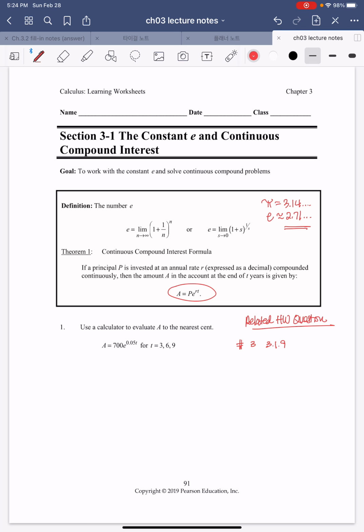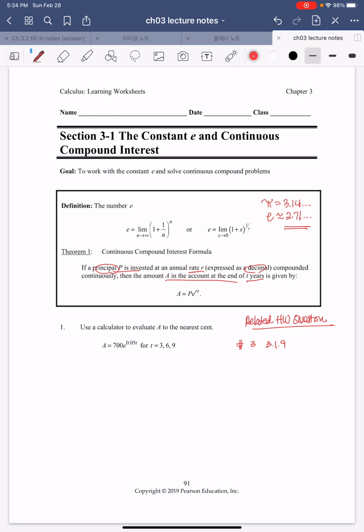Each variable represents a different value. A represents the amount at the end, so that's the final value. P is the initial value, the principal. R represents the rate. Some pay a 5% interest rate, some pay 10%, right? So R changes. Because it's a rate, we use it as a percentage, so when you plug it in, make sure you change it to a decimal number. And then T is given in years. How many years are you going to invest the money, or how many years do you have to repay?